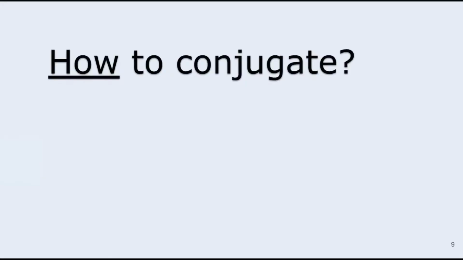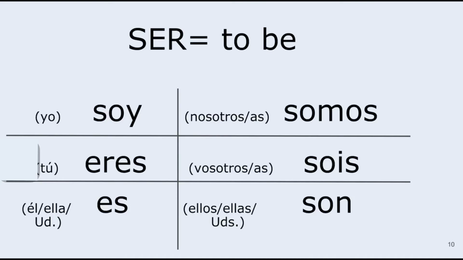How do you conjugate these two verbs? Ser in the present tense is soy, eres, es, somos, sois, son. And it's important to include the subject pronouns when you conjugate. So let's take a closer look at this.